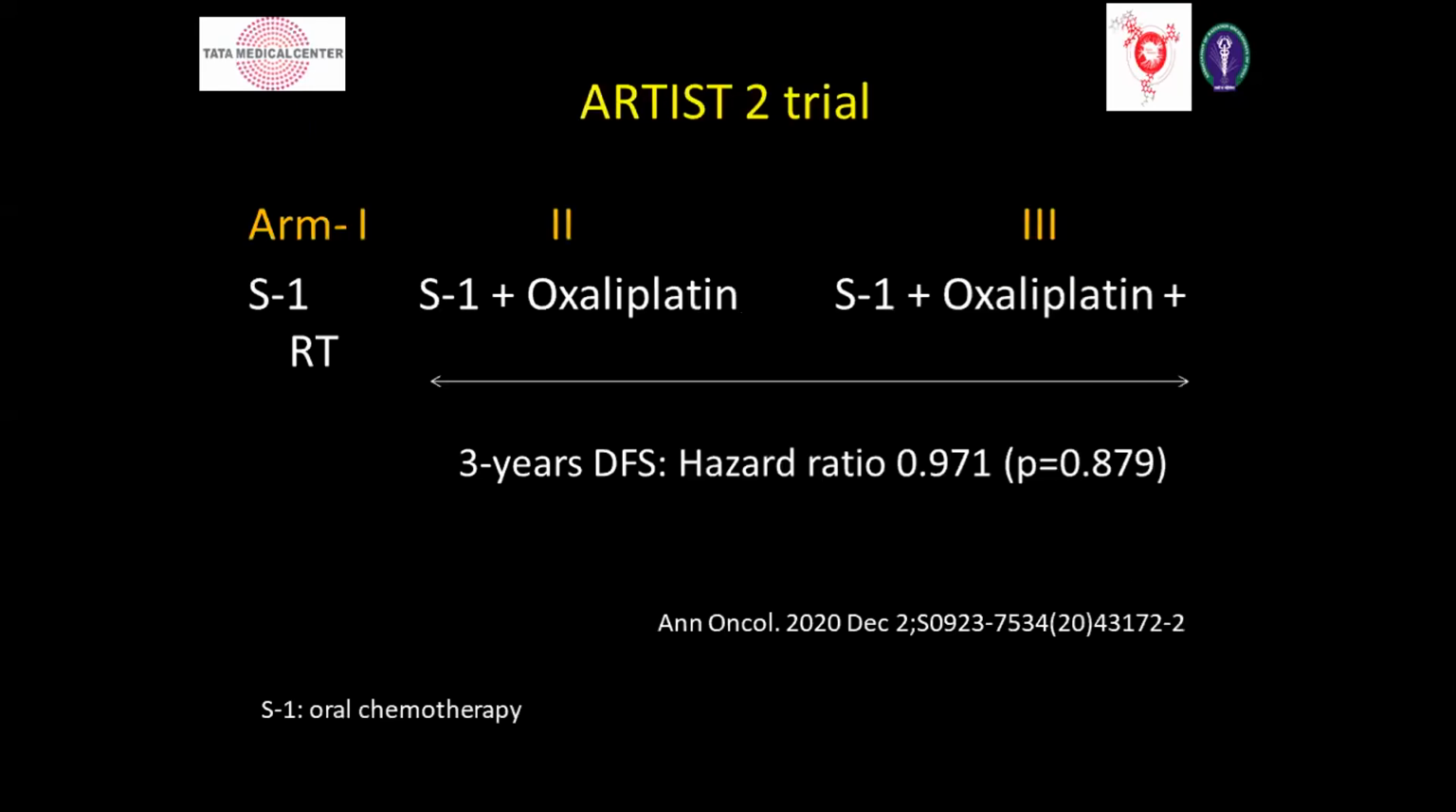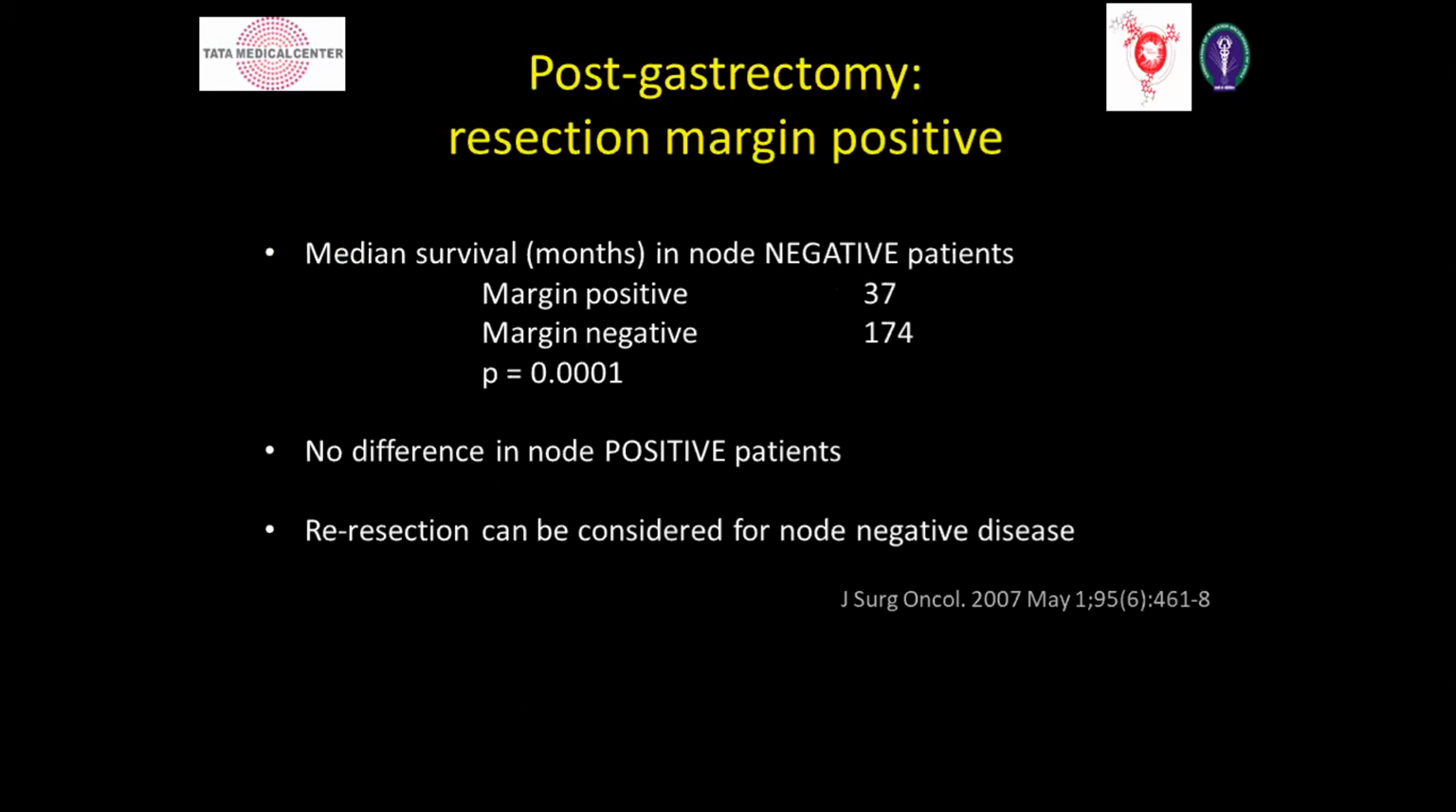Now, is there any role of adjuvant radiotherapy? If you follow the ARTIST trial, the result came last year and showed there is no benefit of adjuvant chemoradiotherapy. So the idea is to give either perioperative chemotherapy or adjuvant chemotherapy as per the CLASSIC trial. Now, another very practical point I would like to mention before I conclude: if the patient comes with a positive resection margin and has been referred to a clinical oncologist, what should be the recommendation?